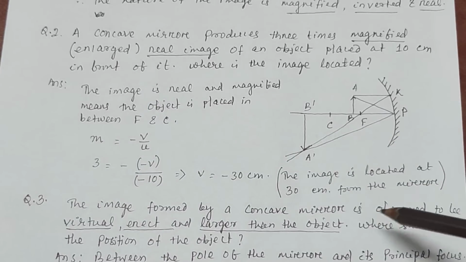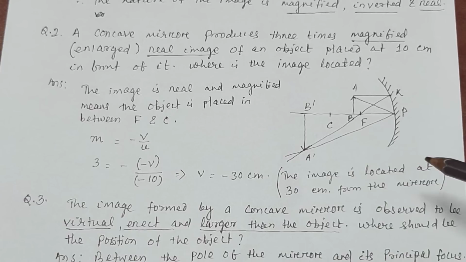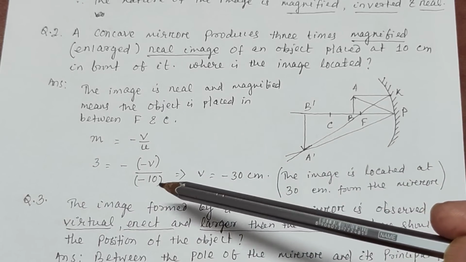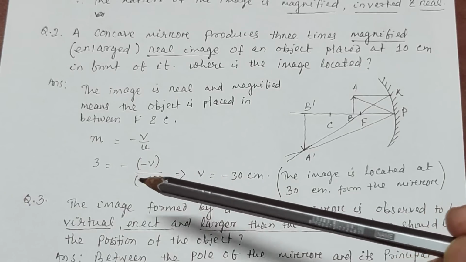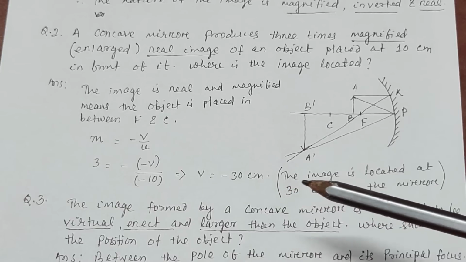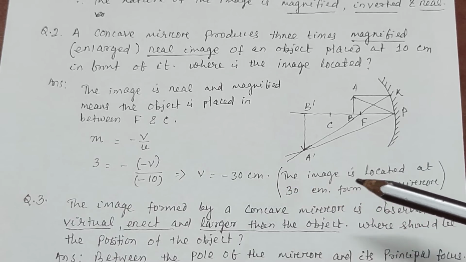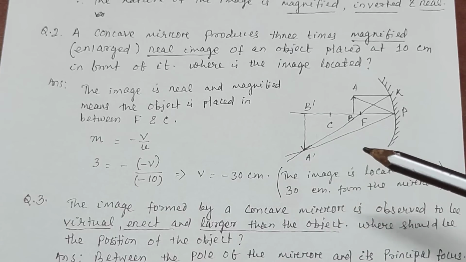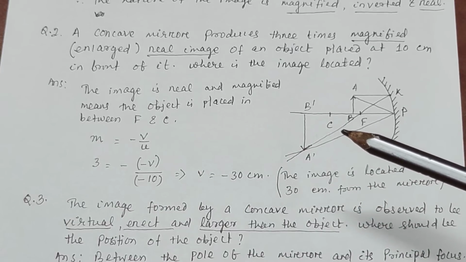The image is real and magnified means the object is placed in between f and c. Using the formula m is equal to minus v by u and putting the value of u is equal to minus 10, magnification given is 3, v will be equal to minus 30 centimeter. So the image will be located at 30 centimeter from the mirror on the same side of the object.